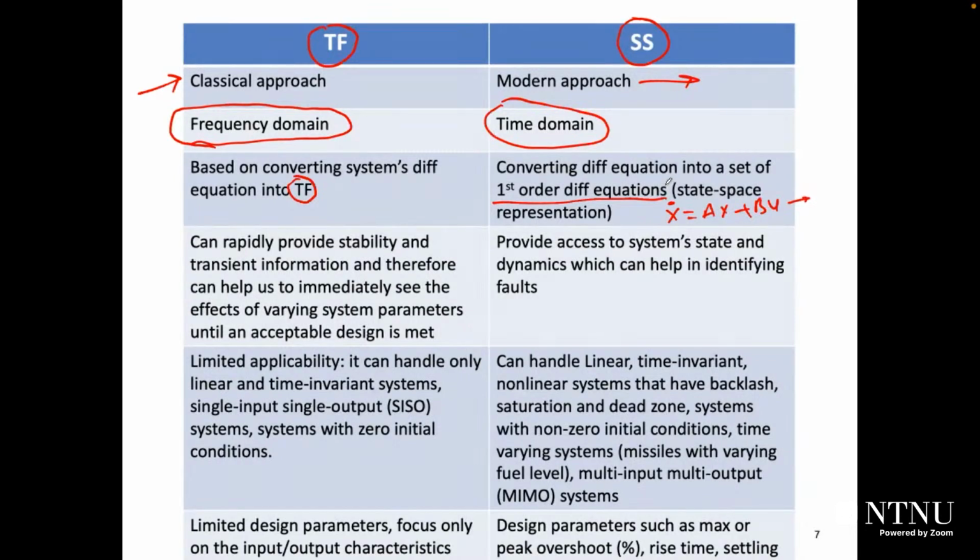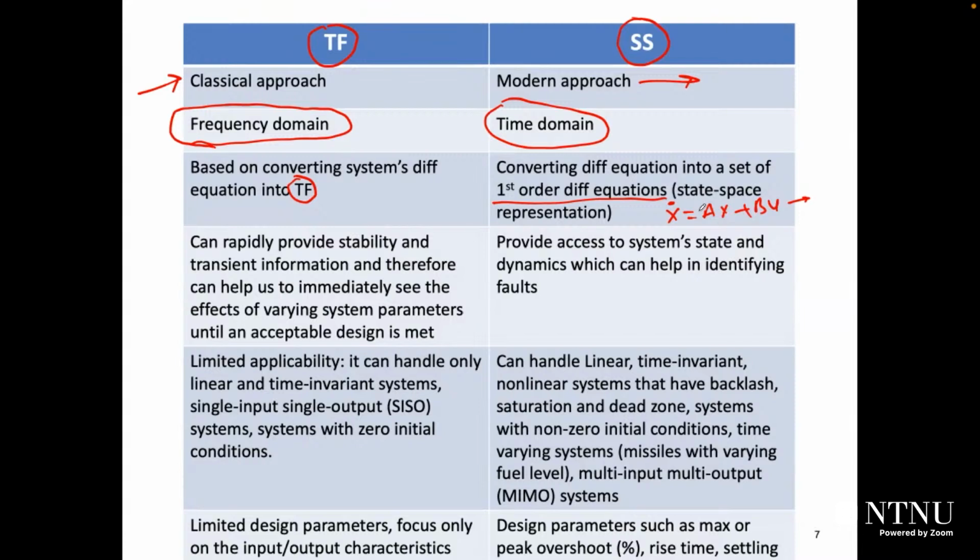So if you have a system differential equation which is higher order, it would be second order or third order. We need to convert it into a set of first order differential equations. How many first order differential equations? It will equal your original order. So if your system is second order, in this case, we need to get two equations like this one.